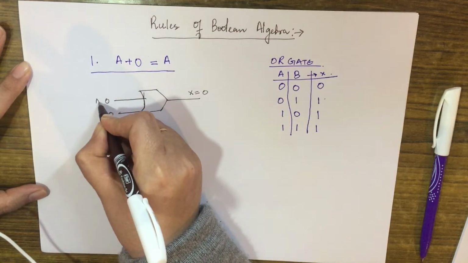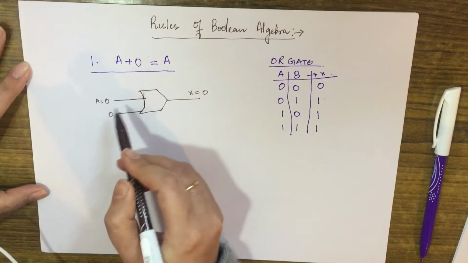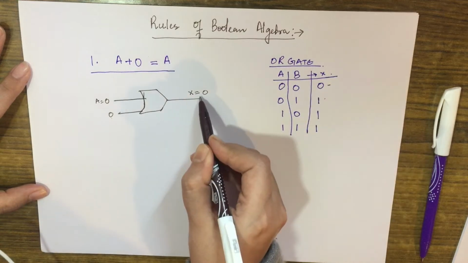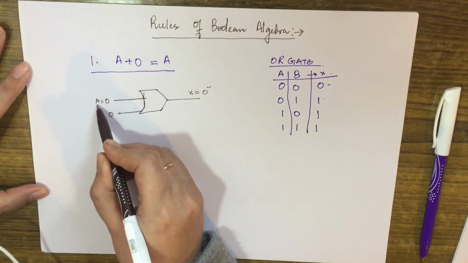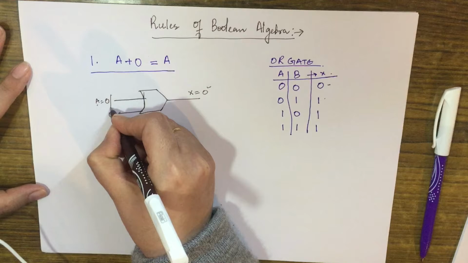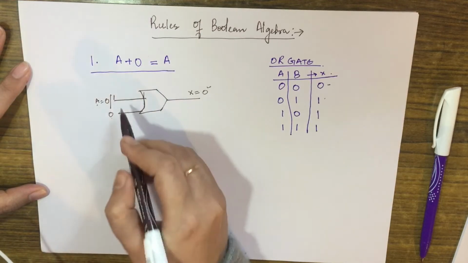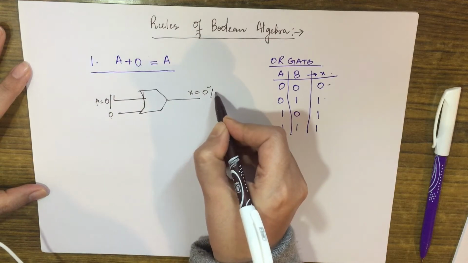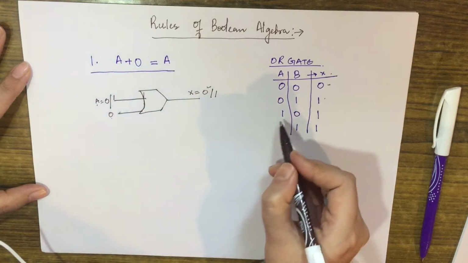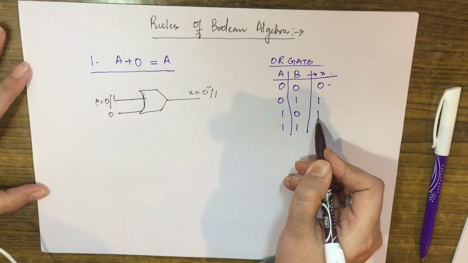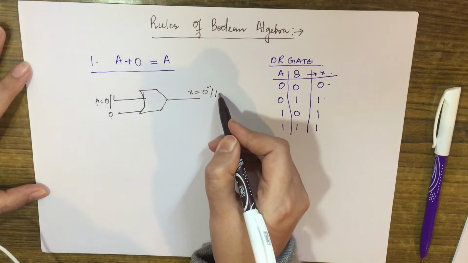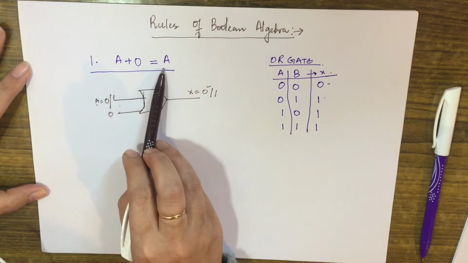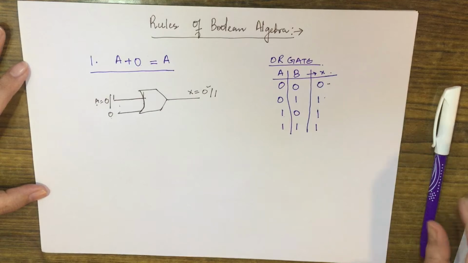Suppose this is A, I am putting A as 0. 0 OR 0 is equal to 0 according to the truth table. That means it is equivalent to A. If I put this A as 1, then 1 OR 0 will be equivalent to 1. 1 OR 0 according to the truth table is equivalent to 1. So again that will be equivalent to A. That means this rule A OR 0 is equal to A is satisfied.